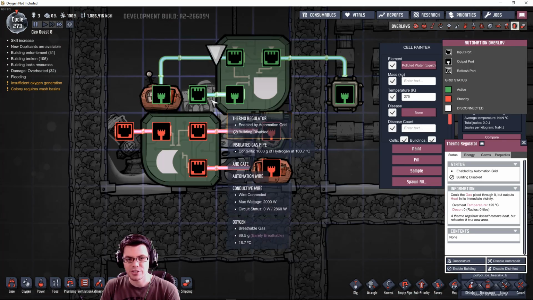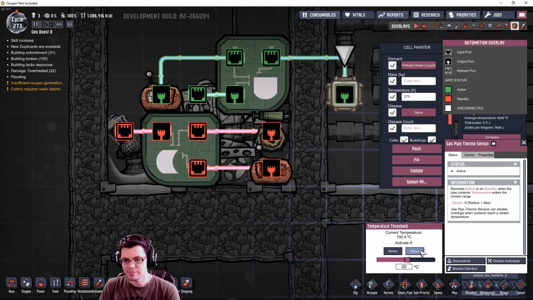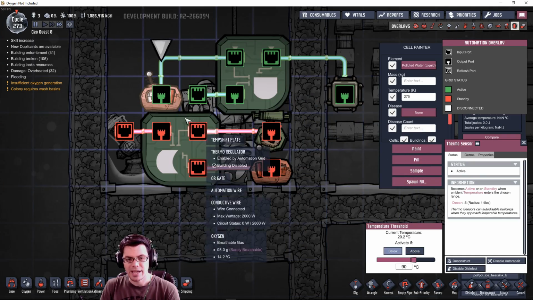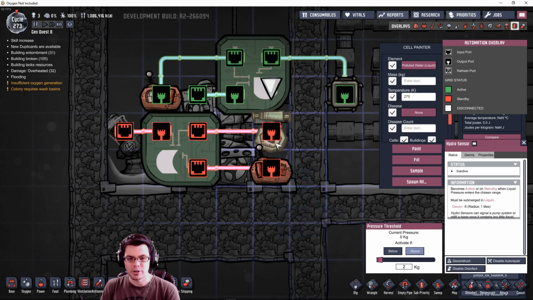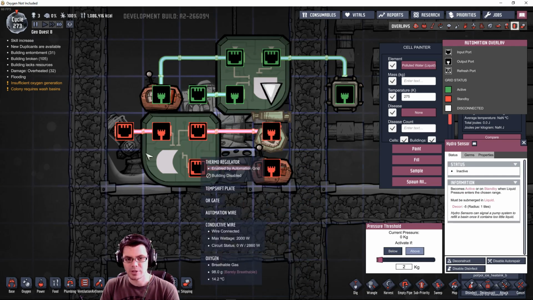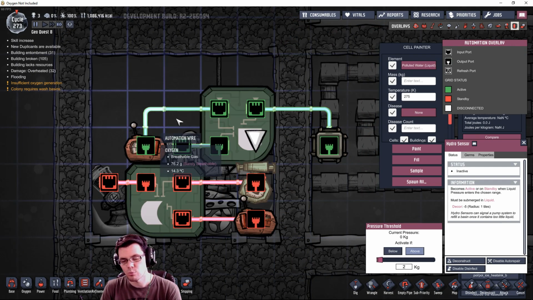So if we look at the automation, it's just a little AND gate. If the temperature is above what we want over here, then we're going to run the thermal regulator, as long as we're not overheating the thermal regulator, then that will operate. If we overflow our drip, then we're going to want to make sure we activate the pump, and then this will probably run a valve as well.